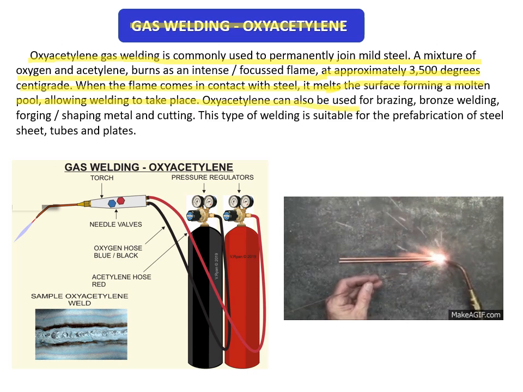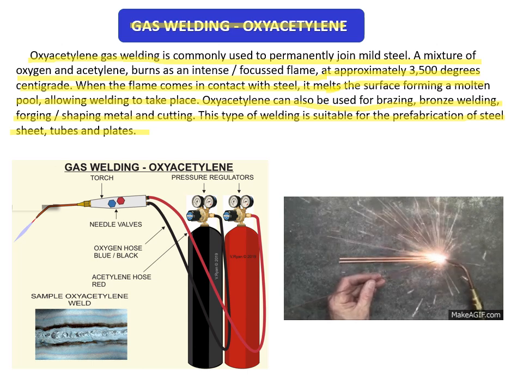Oxyacetylene can also be used for brazing, bronze welding, forging, shaping metal and cutting. This type of welding is suitable for the prefabrication of steel sheets, tubes and plates. Mostly it is used where components are permanently fastened or to join metals. The gas welding oxyacetylene process is used many times.